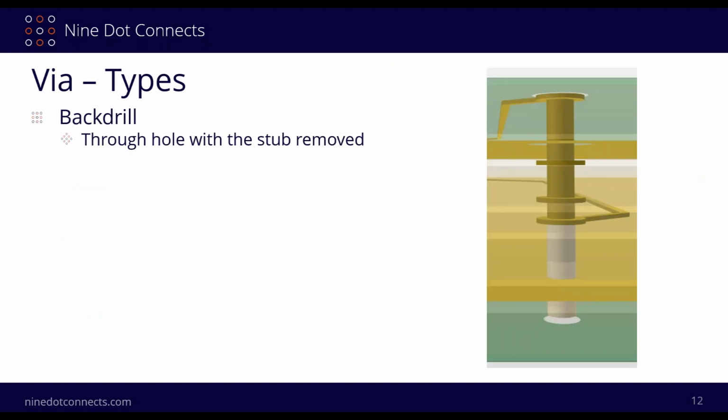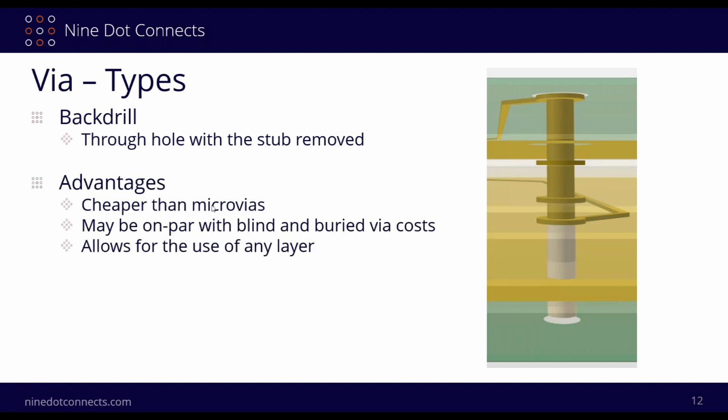The last one we'll take a look at over here is this thing called a back drill. So this is the through hole with the stub removed. I suppose you could also do this with a blind via as well, but it's primarily for a through hole situation here. The advantage is definitely much cheaper than microvias, at least at the time of this recording. It may be on par with the blind and buried via costs. That's something you want to talk to your fabricator about.